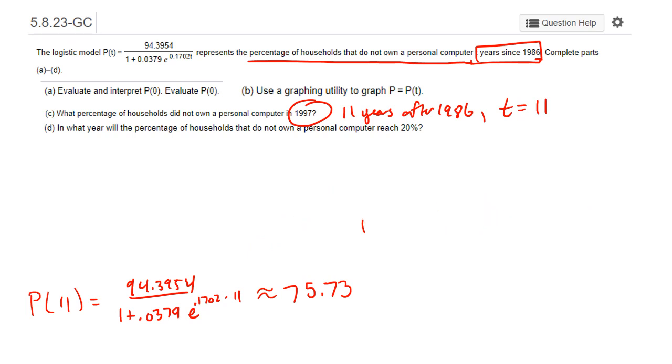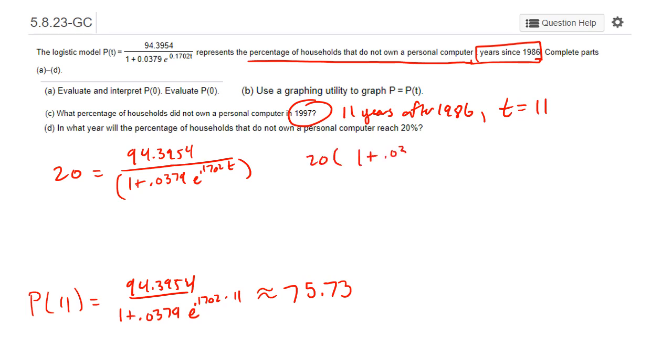We know we want 20% to be the percentage that don't have a computer, and I set that to be 94.3954 over 1 plus 0.0379 times e to the 0.1702 times t, and we need to now solve this for t. So I'm going to multiply both sides by this denominator, aka cross multiply. So we get 20 times this whole mess equals 94.3954. I'm going to divide both sides by 20.